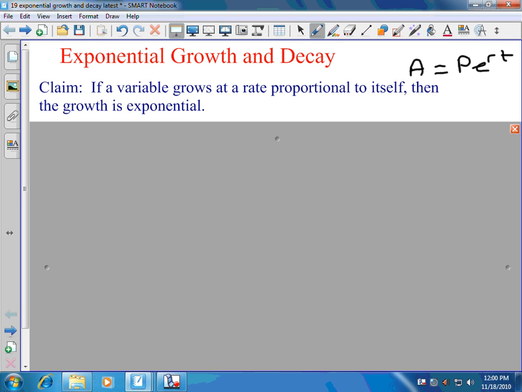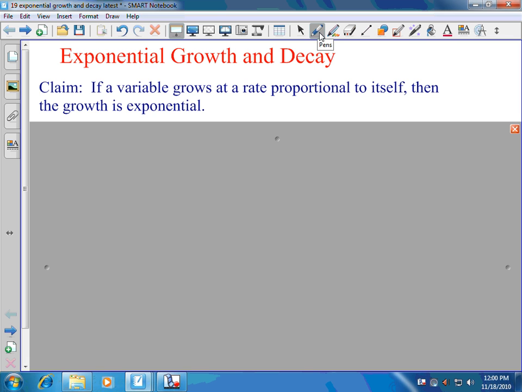rt: accumulated value equals principal invested times e to the power of r, the interest rate, and time being multiplied. But the question is, where does that formula come from? That's one of the topics we're going to take a look at today. So let's read this claim that we have on the screen. If a variable grows at a rate proportional to itself, then the growth is exponential.